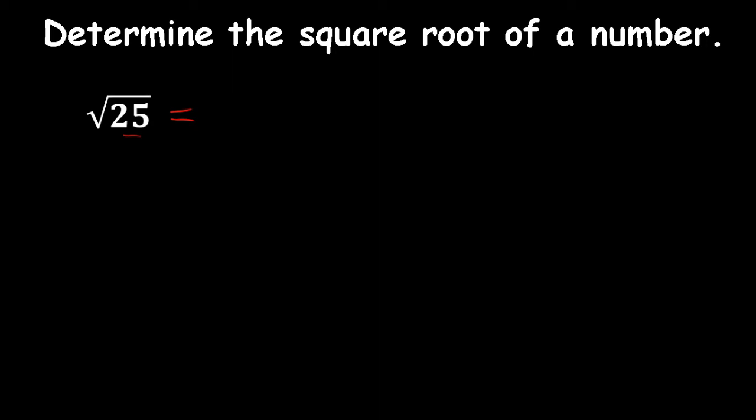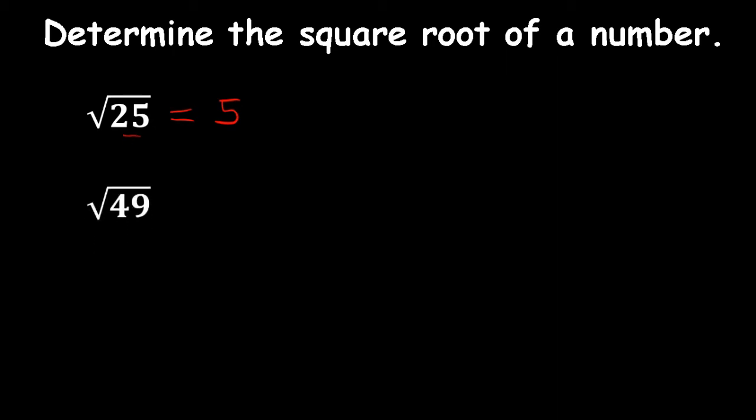But in this case, we are talking about the square root of the number. If we are going to take the square root of the number, we are thinking of a number that if we square it, or multiply it by itself, the answer will be 25. And that number is 5, because 5 squared is 25.